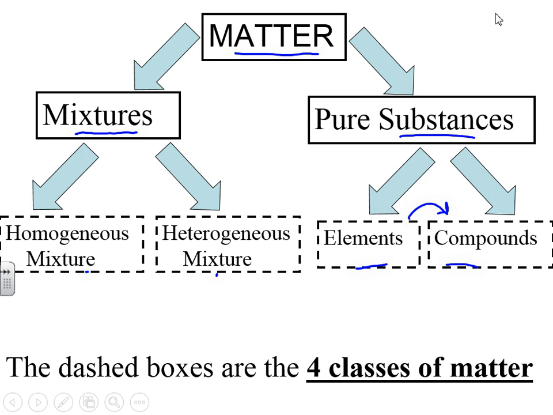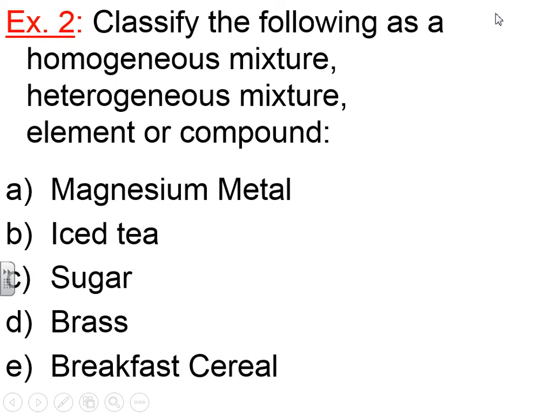So here it says classify the following as a homogeneous mixture, heterogeneous mixture, element, or compound. So the first one is magnesium metal. Now we've seen magnesium metal, and it's because it shows up on the periodic table. Magnesium is element number 12 on the periodic table. Since it shows up, this will be an element.